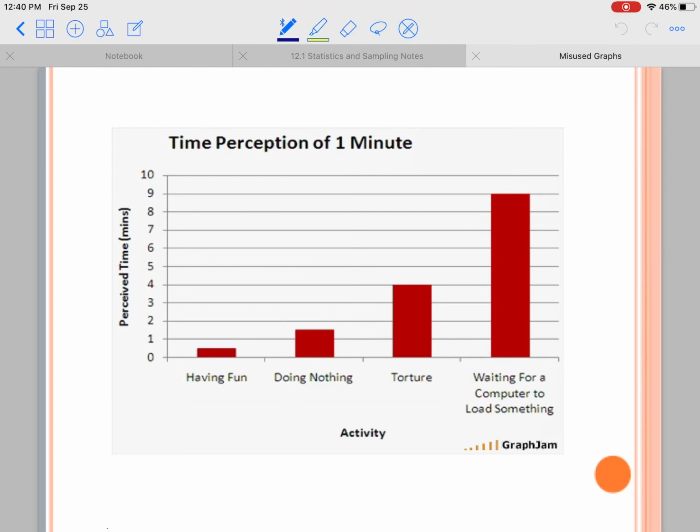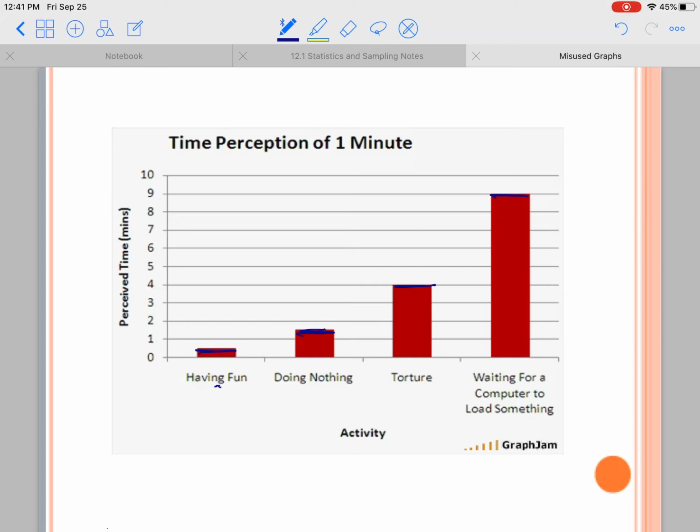Okay, how about this guy, the perception of a minute? So apparently when you're having fun, a minute feels like half a minute. When you're doing nothing, a minute feels like a minute and a half. When you're being tortured, a minute feels like 4 minutes. And when you're waiting for something to load on a computer, your minute feels like 9 minutes. Again, maybe something you relate to. But what's the issue here? Okay, what's one issue here?